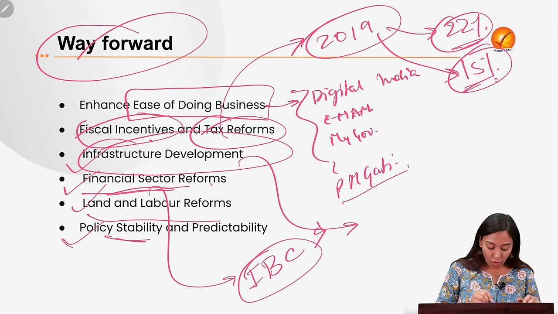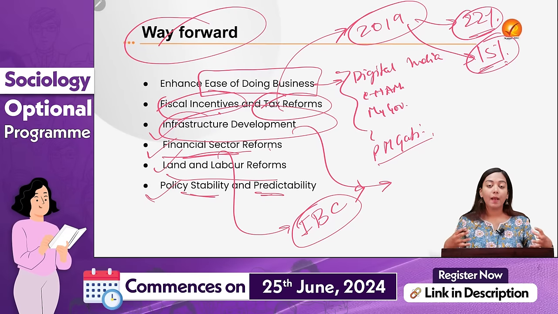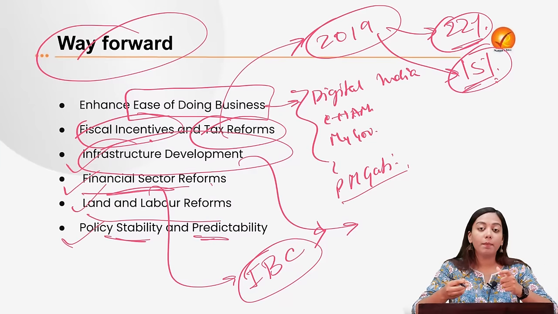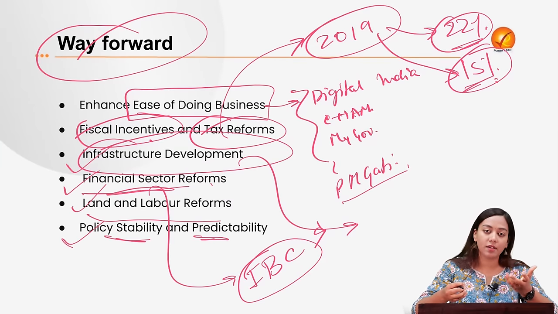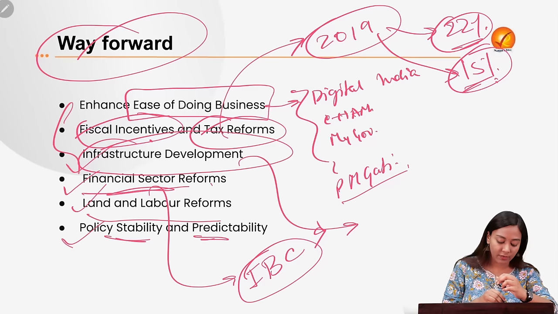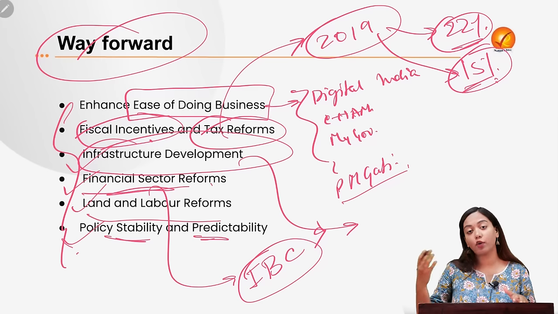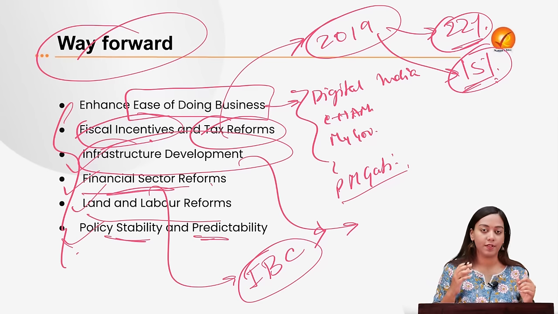Second is, we want political stability and predictability of policy. How can we ensure this? By including the stakeholders in the consultation process, in the policy discussion phase. This is taken up by Niti Aayog, by the Confederation of Indian Industry, by FICCI in certain ways. And this should be incorporated at a wider level for many other schemes as well. This is how we'll be able to enhance our economic growth with the help of private investments.